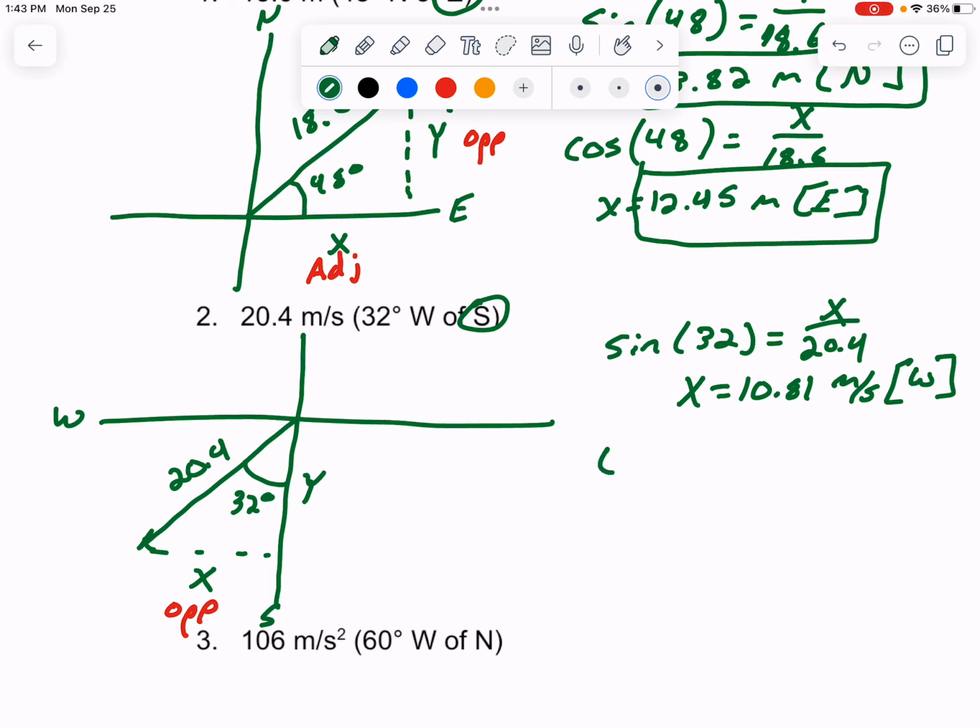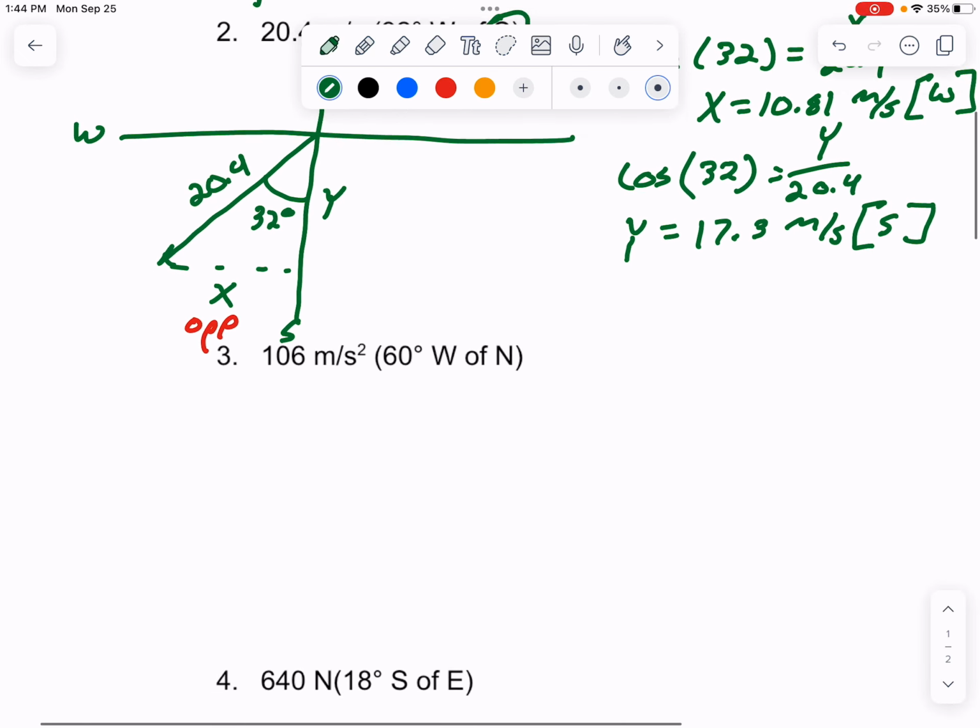Now in this case, cosine is going to help me find my y, because y is my adjacent now. So cosine of 32 equals y over 20.4. Multiply both sides by 20.4 and you're going to get a y value of 17.3 meters per second, and that is going to be south.